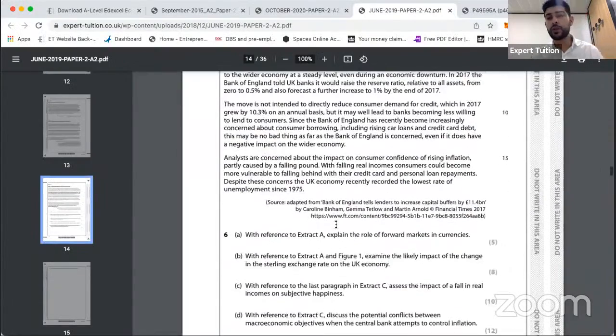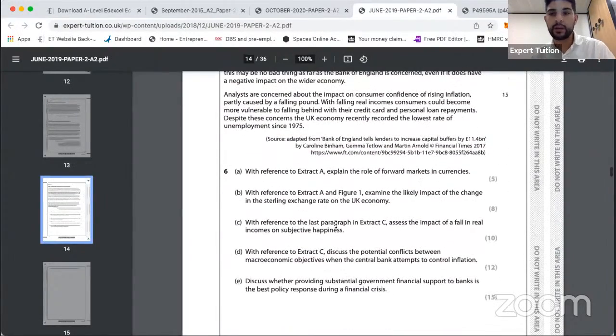Here we go. So the June 2019 paper, paper 2, the 15 marker was this. Discuss whether providing substantial government financial support to banks is the best policy response during a financial crisis. A lot of people really struggled with this question, and I understand why. This is not a nice question. However, you guys can be clever and manipulate the question to make it easier to answer.